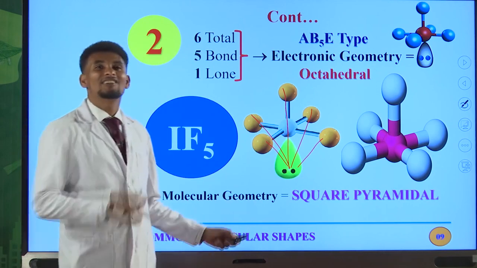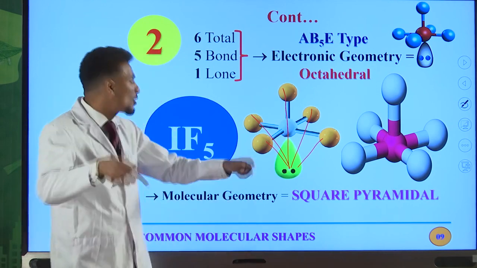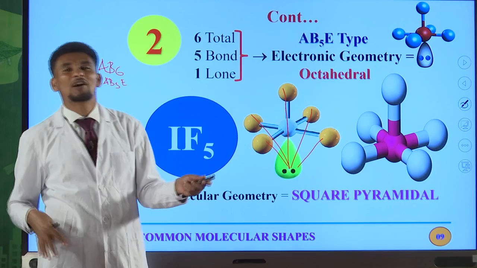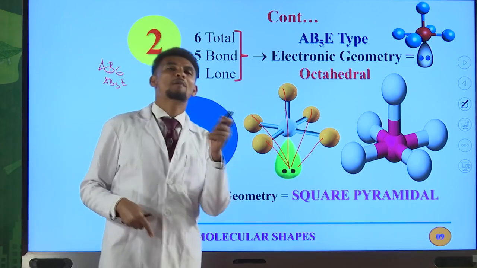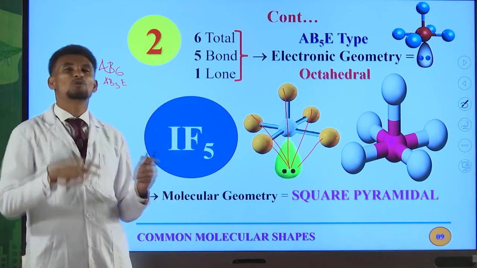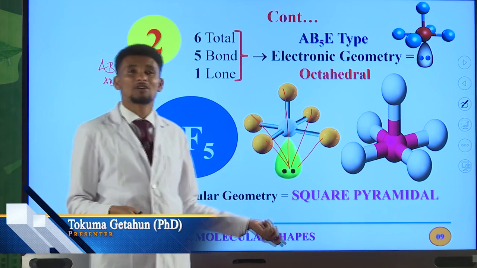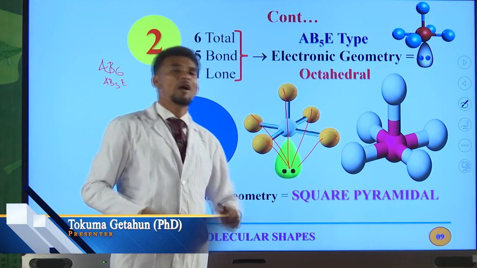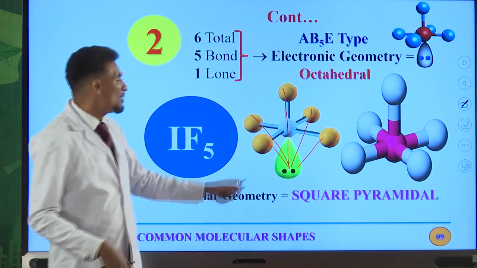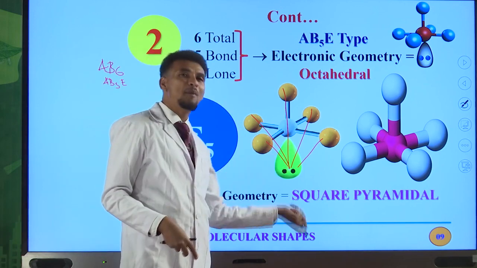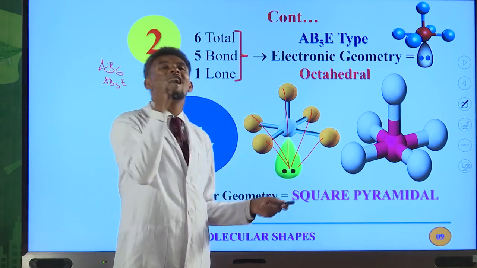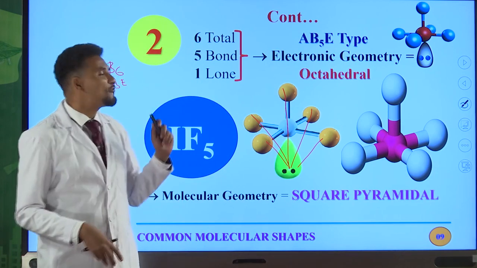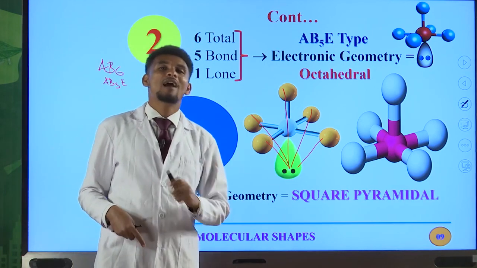What's the bond angle? It is less than 90 degrees. Why? Because of the presence of this lone pair. I told you that lone pair-lone pair repulsion is greater than lone pair-bond pair repulsion, and that is also greater than bond pair-bond pair repulsion. Therefore, lone pairs have strong repulsion when compared with bonding pairs. Because of the presence of this lone pair, the bond angle is less than 90 degrees. Therefore, lone pairs of electrons affect the ideal bond angles.